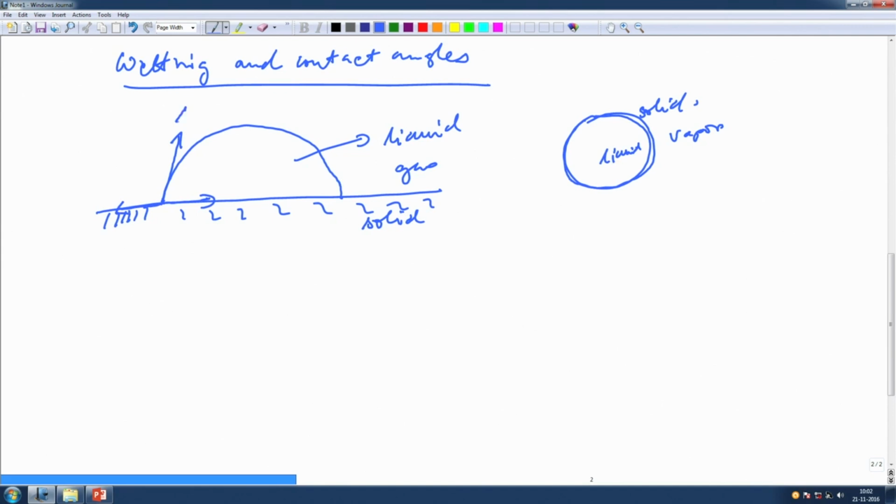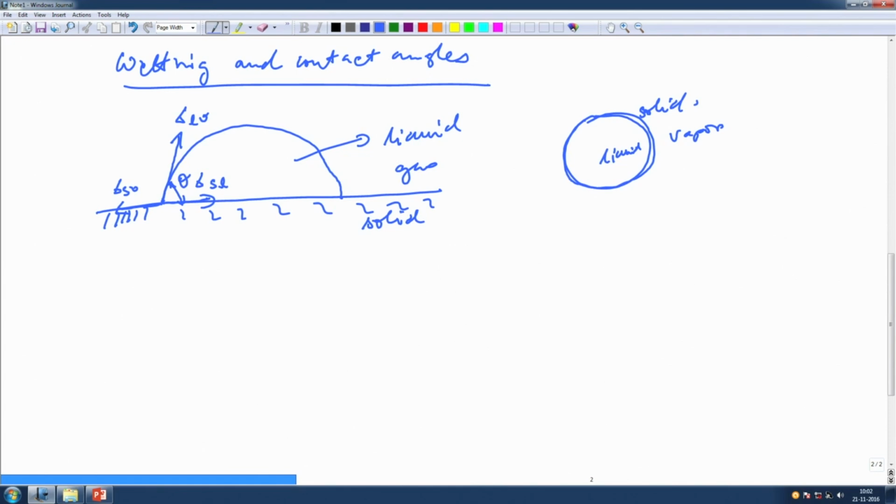One is called sigma LV, one is called sigma SL, and the other one is called sigma SV. Now, the angle that it makes over here is called theta. So, theta is basically the angle that this droplet makes with this substrate. We will talk about these things a little later.